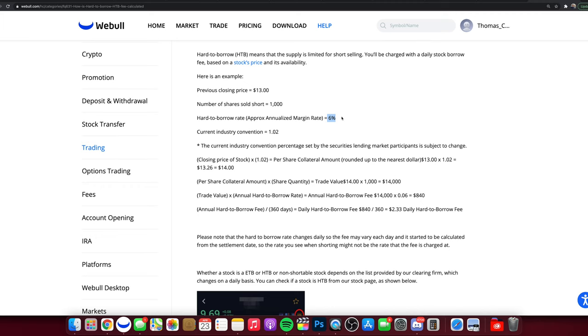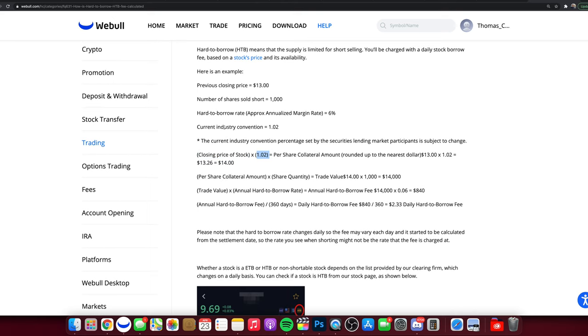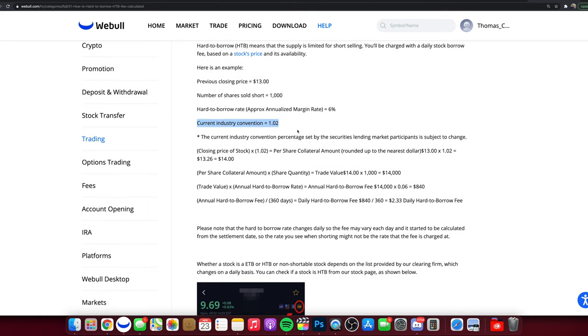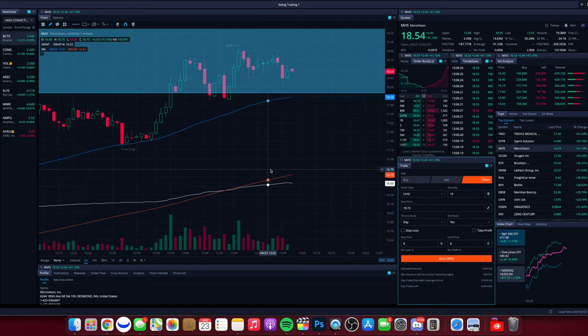So you want to take the closing price of the stock and multiply that by 1.02, which is the current industry convention. That is going to equal your per share collateral amount. And then you're going to round that up to the nearest dollar. So for example, right here, if we go back to MVIS, let's say MVIS closes right here at 18.58.